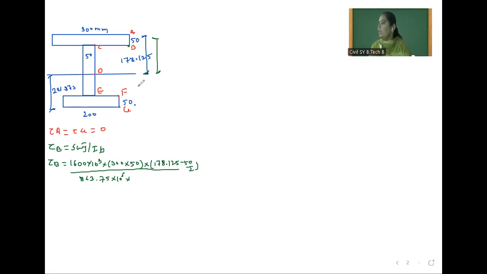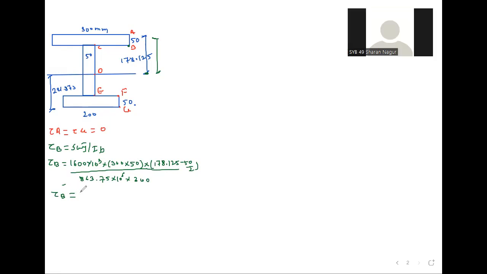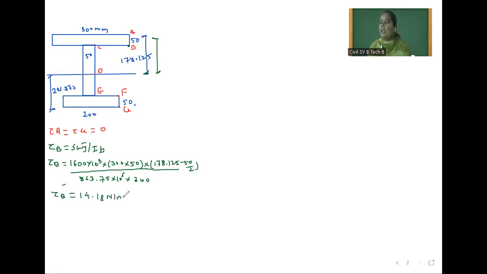This total is 300, so into 300. Now calculate and tell me how much? Yes, 14.18 Newton per mm square. So that much stress will be generated at B point. After that, we will calculate shear stress at C.